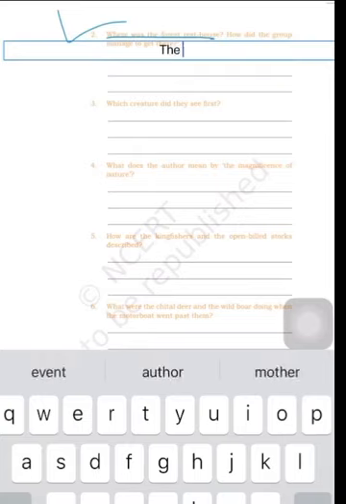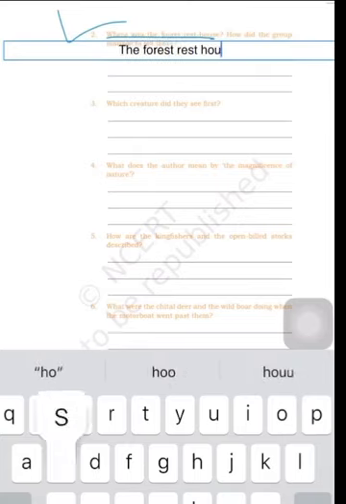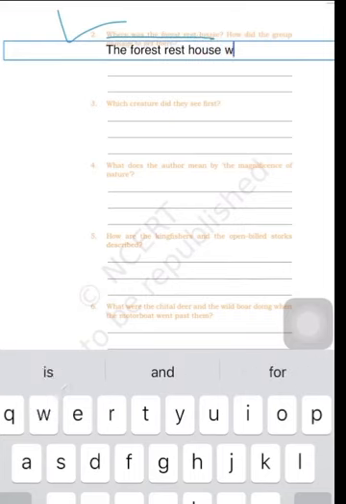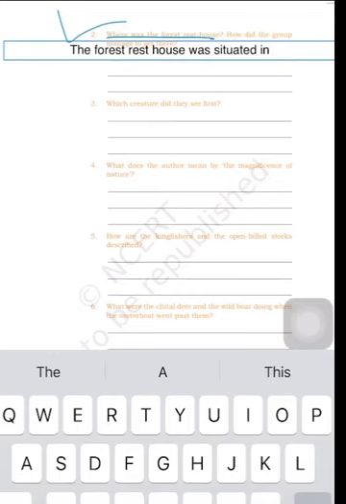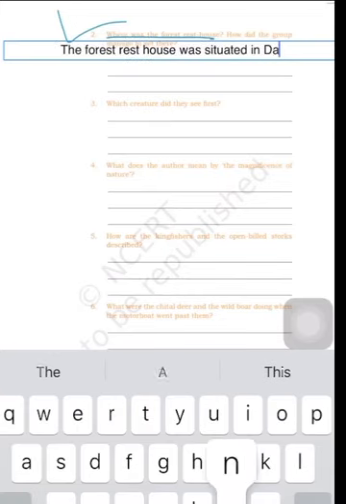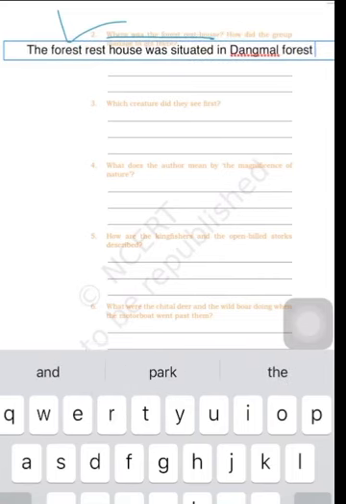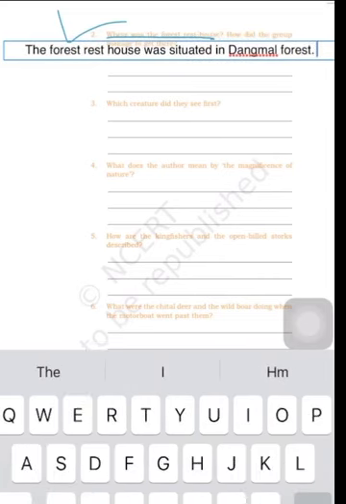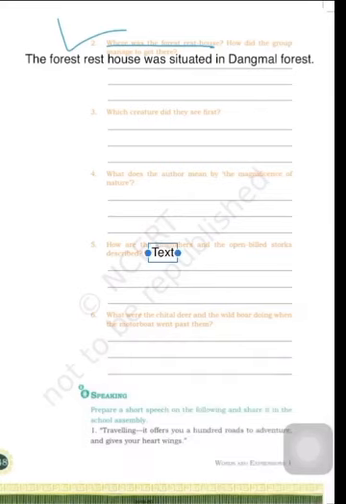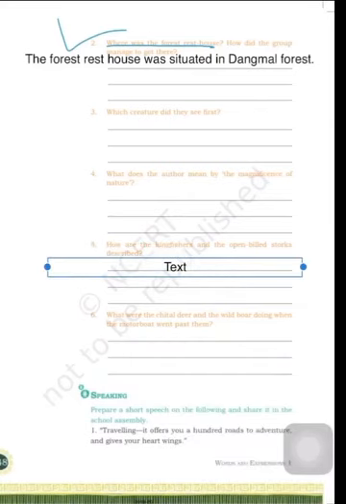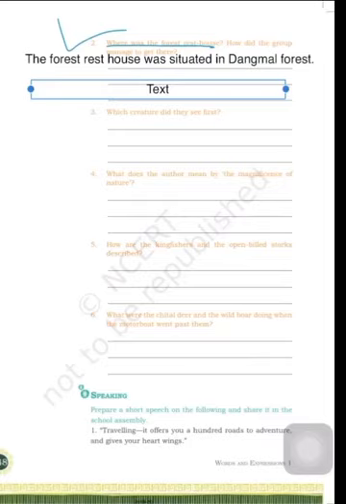The forest rest house was situated in Dangmal Forest. And second question asked in second question is, how did the group manage to get there?